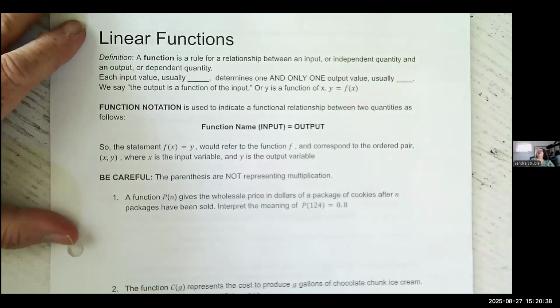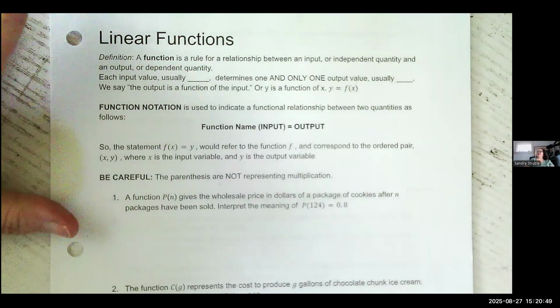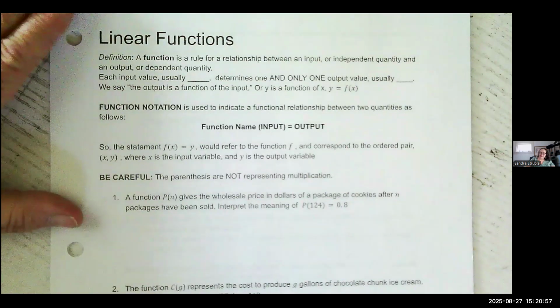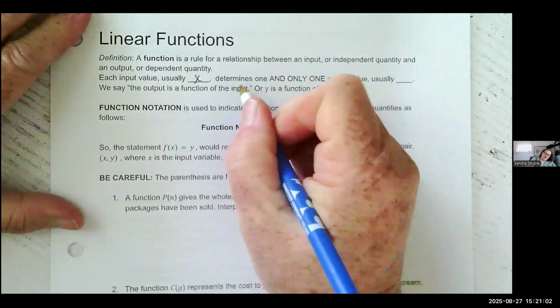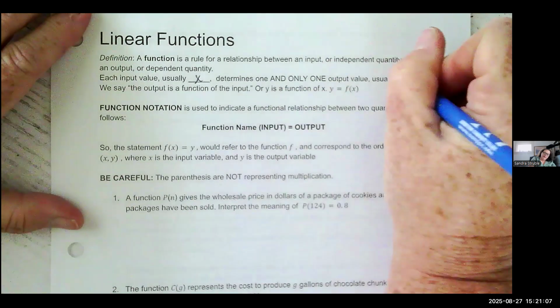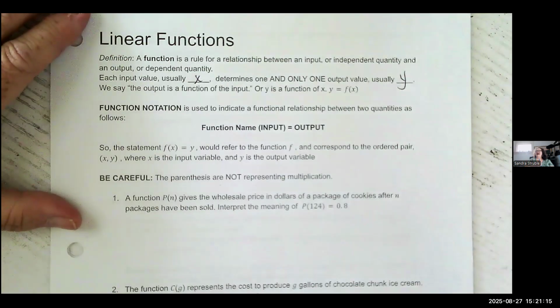Your functions. Starting off, a definition: a function is a rule for a relationship between an input or independent quantity, usually known as X if you think about your graphing, and an output or dependent quantity, which is usually our Y value. So each input, our independent quantity X, determines one and only one output value, and that's usually Y. We say the output is a function of the input, or Y is a function of X.